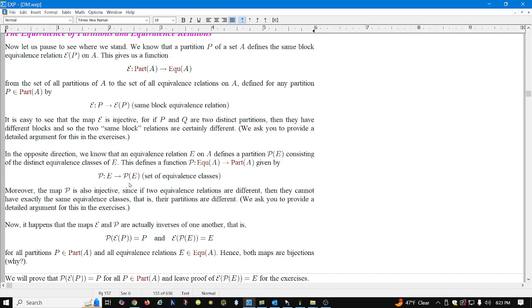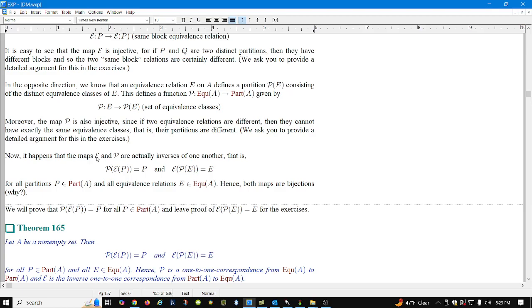In the opposite direction, an equivalence relation E on an underlying set A defines a partition consisting of the distinct equivalence classes. So that gives us a function script P going from the equivalence relations to the partitions. This is nothing new, it's just a more elegant way of repeating what we've already done. This map is also injective because if two equivalence relations are different, they're not going to have the same equivalence classes, so their partitions will be different.